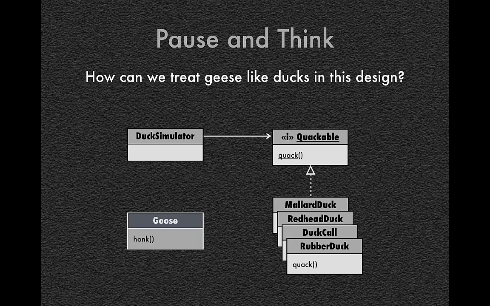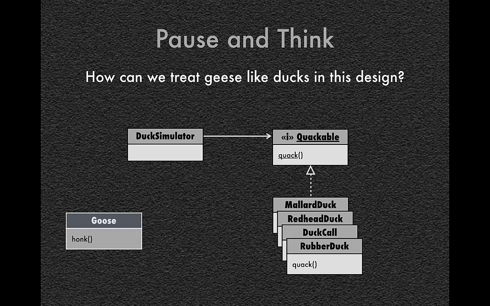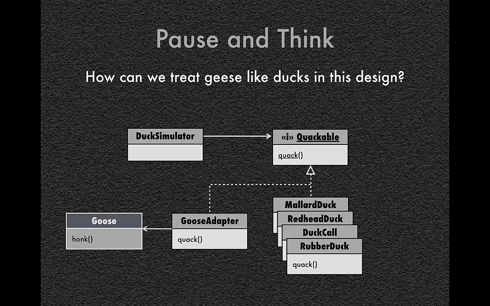Ready? The answer is, of course, the adapter pattern. So, let's move this goose over, and let's create our adapter, our wrapper class. The goose adapter class implements the quackable interface and has an instance variable of type goose. We implement the quack method by calling through to the goose's honk method.